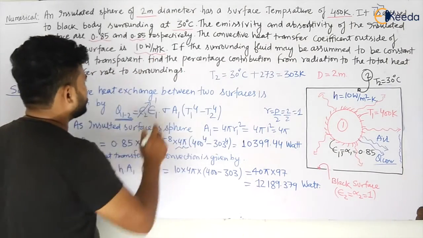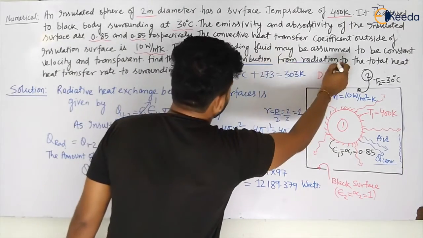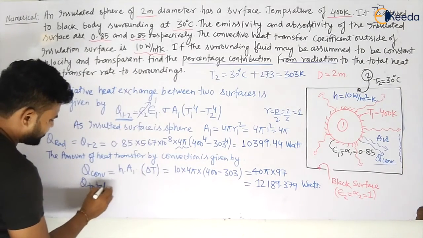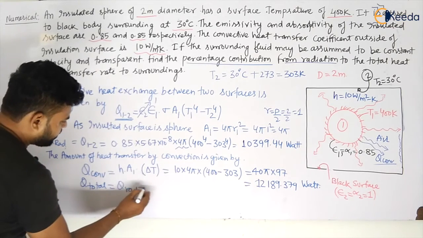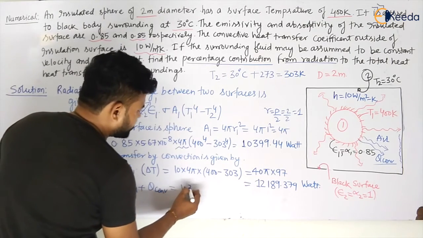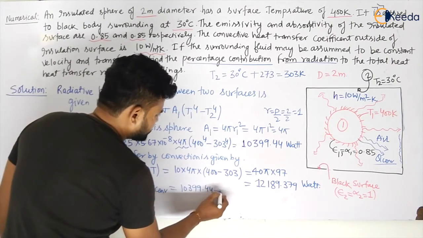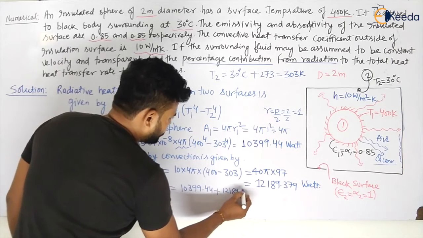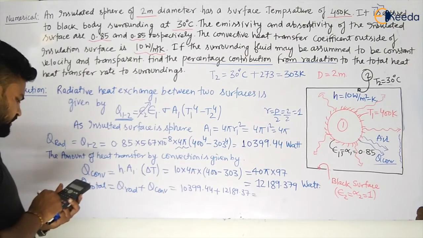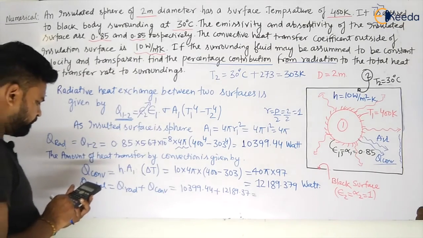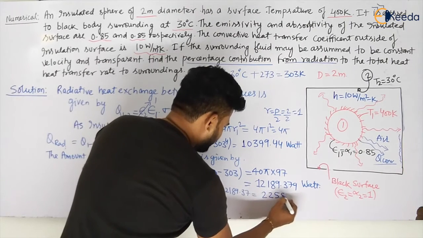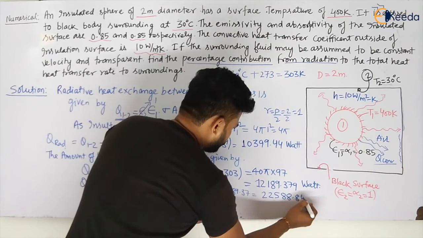So can we now calculate the percentage contribution from radiation to the total heat? So what will be total heat? So Q total will be equal to how much, my dear students? This will be Q radiation, heat transfer by radiation, and heat transfer by convection. So this will be given by 10399.44 plus 12189.37. So this will be equal to 22,588.8 watt, my dear students.